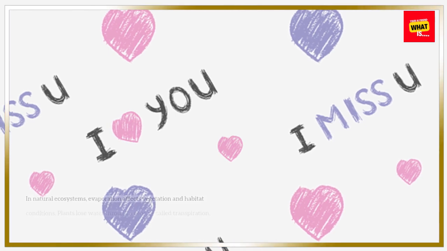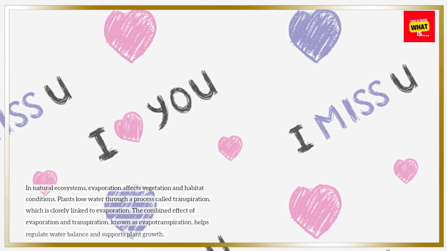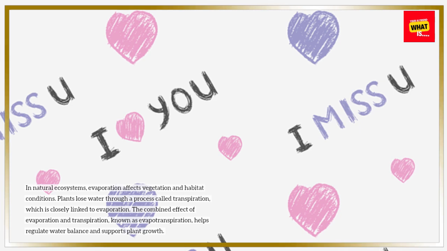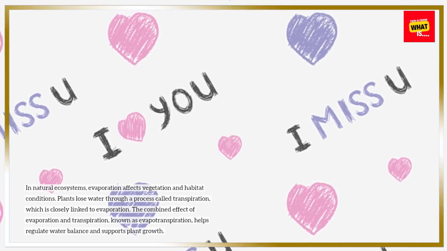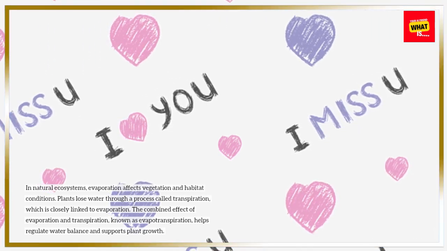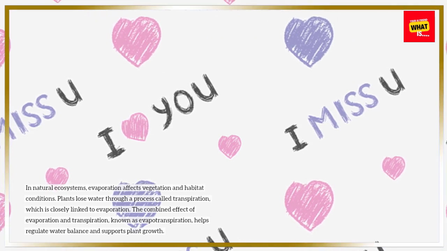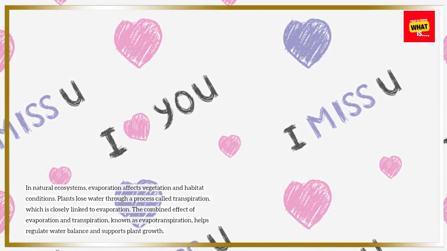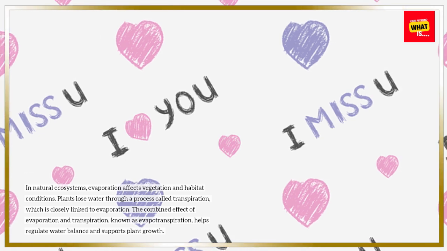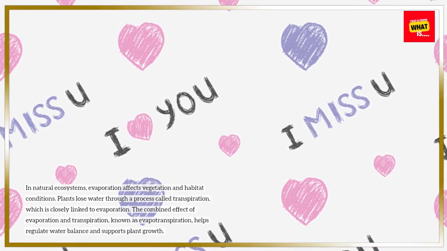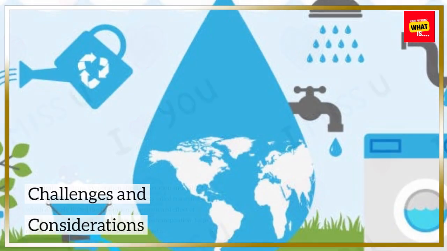Natural and environmental processes. In natural ecosystems, evaporation affects vegetation and habitat conditions. Plants lose water through a process called transpiration, which is closely linked to evaporation. The combined effect of evaporation and transpiration, known as evapotranspiration, helps regulate water balance and supports plant growth.